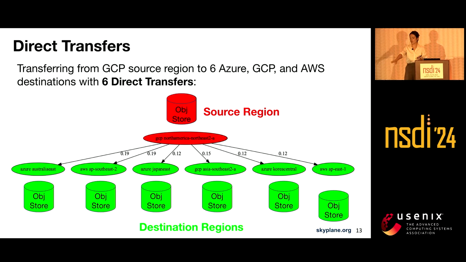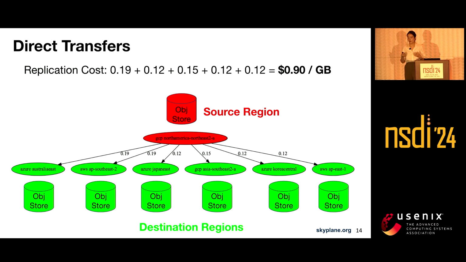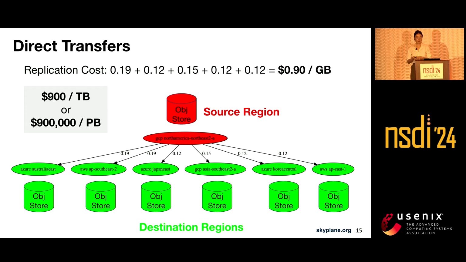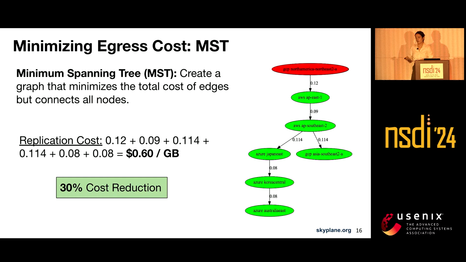The costs shown on the arrows can be up to 19 cents, but there is some variation. You'll see some of these are 12 cents, some of them are 15 cents. With this direct transfer, replicating data costs 90 cents per gigabyte. This would be up to $900 per terabyte or $900,000 per petabyte, which would be a high recurring cost to incur if you're regularly transferring data. But we can actually start to optimize this cost. One very simple thing we can do is to go back to our intro algorithms class and run a minimum spanning tree.